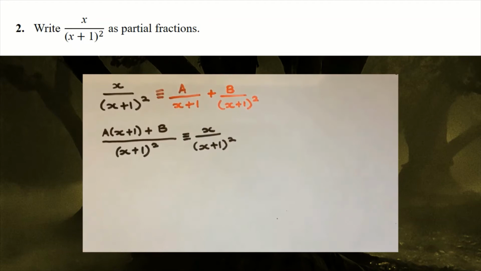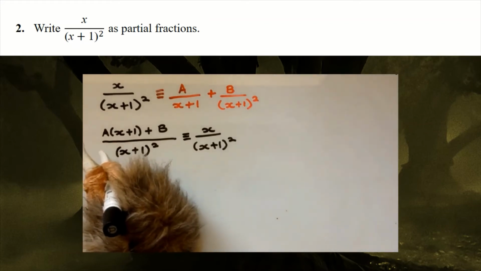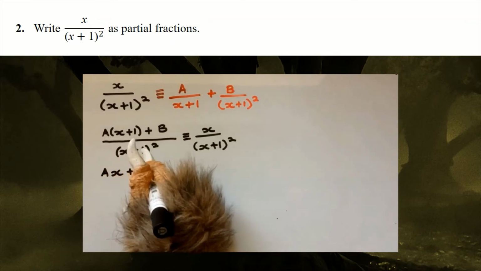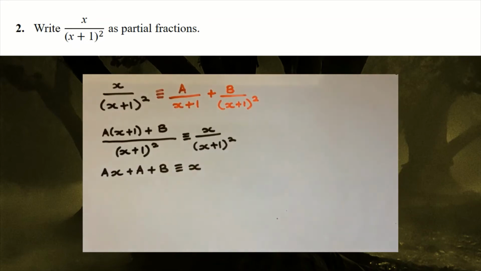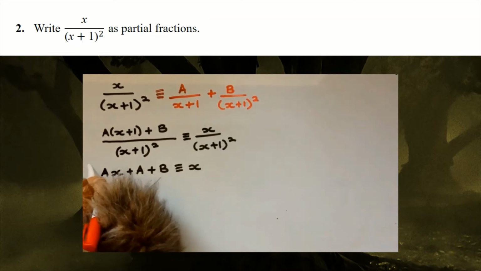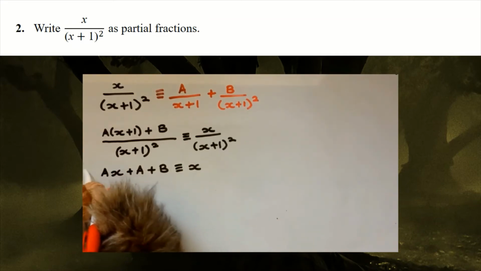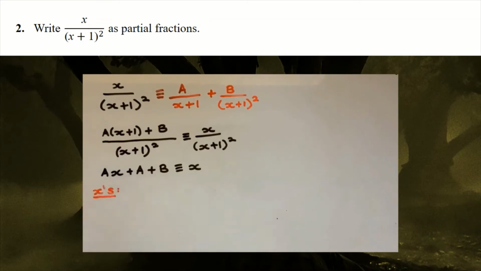So we can now dispense with the denominator, that's not necessary. So we can create a new identity just in terms of the numerators. So we're going to have ax plus a plus b must be identical to x. And it's completely up to you how you want to do this. We can equate coefficients, or you can make a substitution. I think I will equate coefficients. So let's look at the x's first. So for the x's, we've got a lots of x on the left equals 1. So a we have straight away.